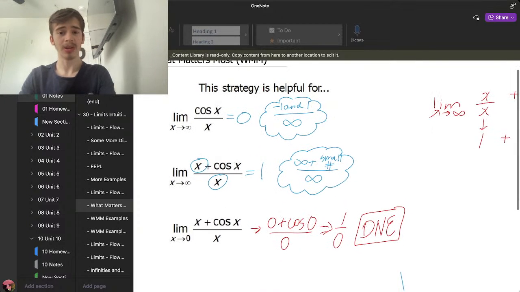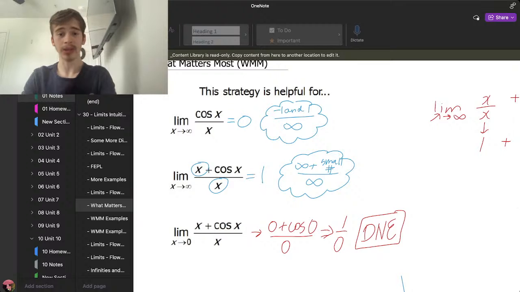It's useful because with what matters most, you can just take whatever is actually impacting the numerator and denominator. So here cosine x is going to be a very small number at the end of the day, it just cycles between -1 and 1.